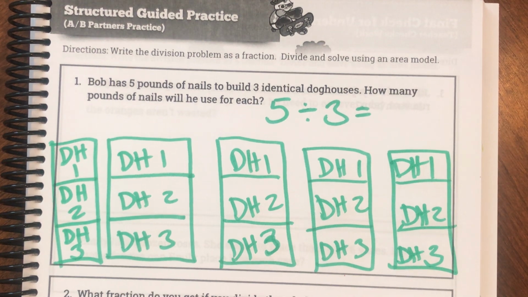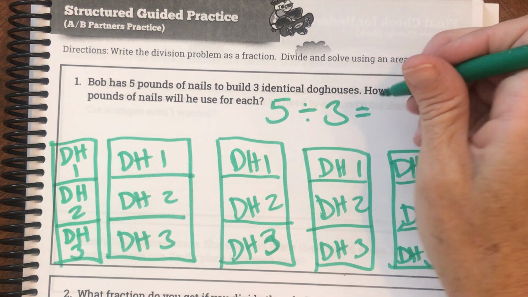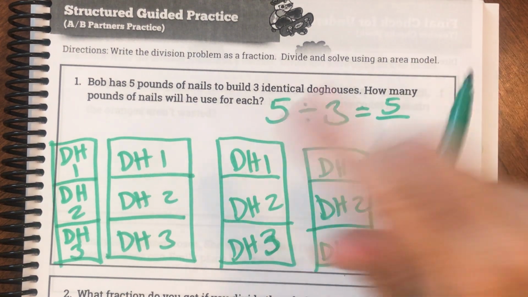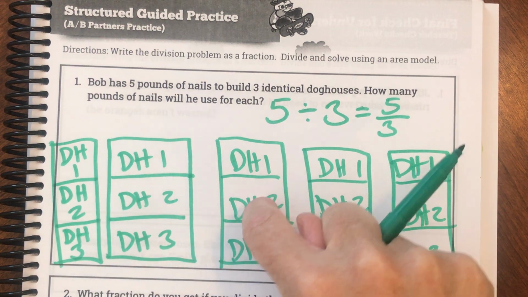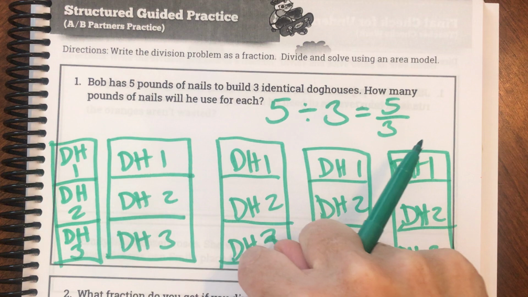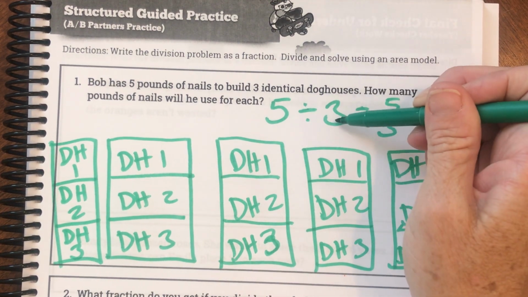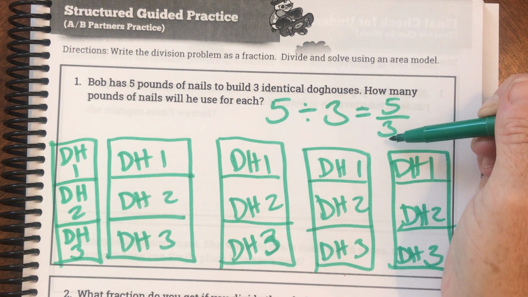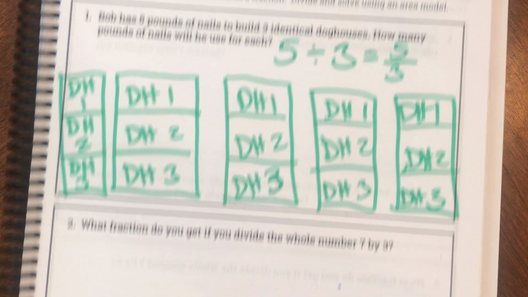Okay, so doghouse 1 gets 1, 2, 3, 4, 5 pieces, and each piece is a third big. Doghouse 2 gets 1, 2, 3, 4, 5 pieces, and they're each a third big. Doghouse 3 gets 1, 2, 3, 4, 5 pieces. So 5 divided by 3 equals 5/3. And that's our answer.